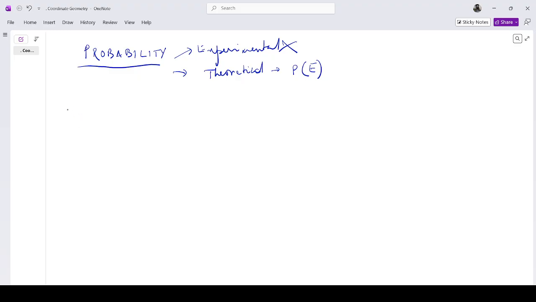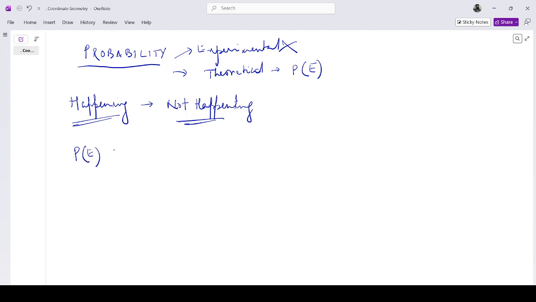Before we proceed, we should know the probability theorem. If any event is happening, there are two things: one is happening and the other is not happening. If we consider happening and not happening, then the sum of these two, P(E) plus P(not E), is equal to 1, which is called the probability theorem.